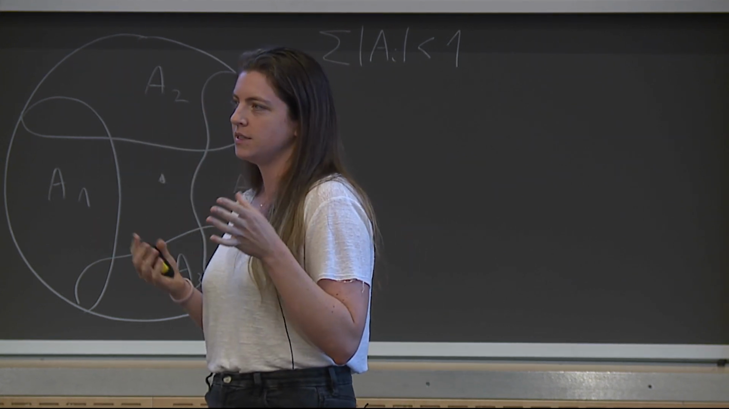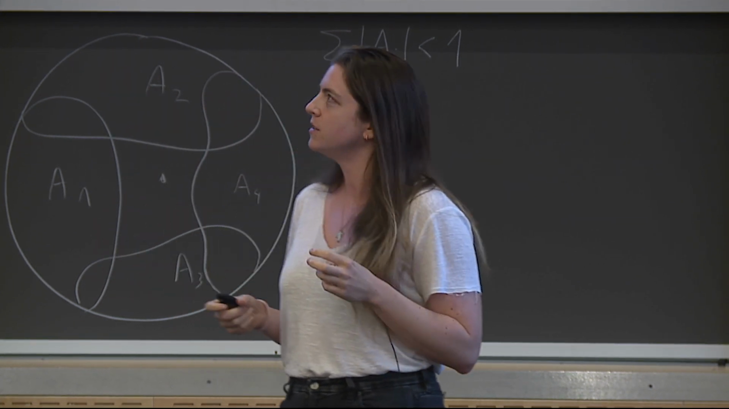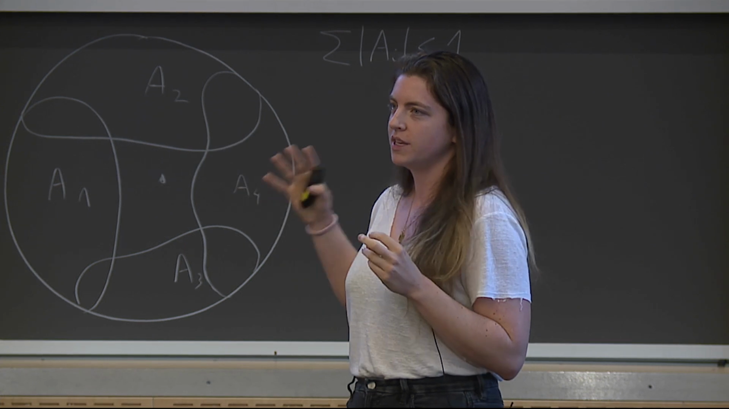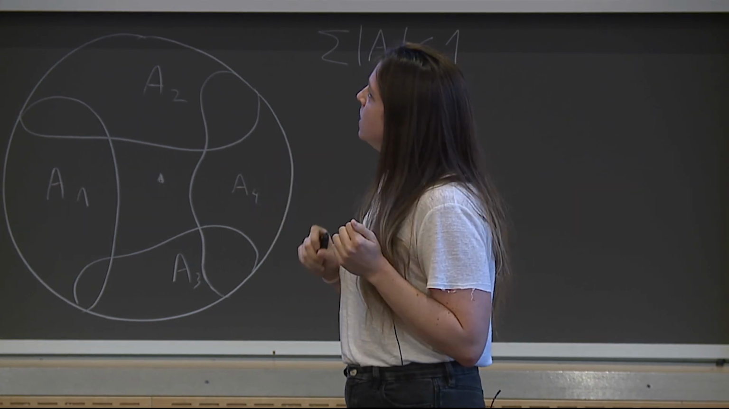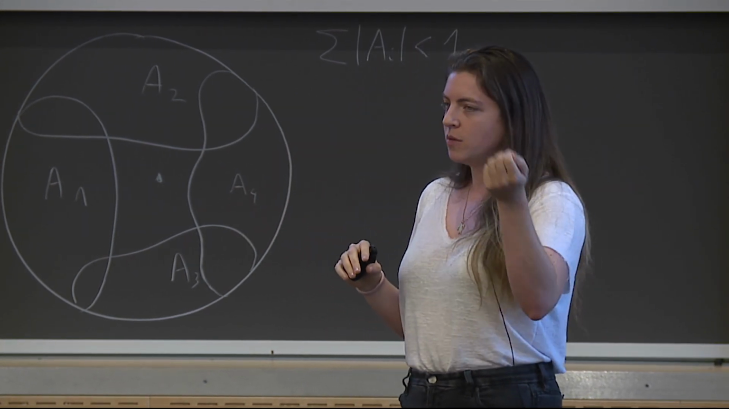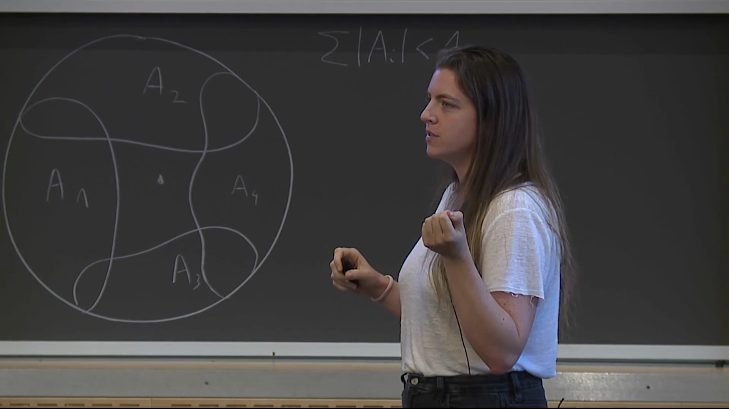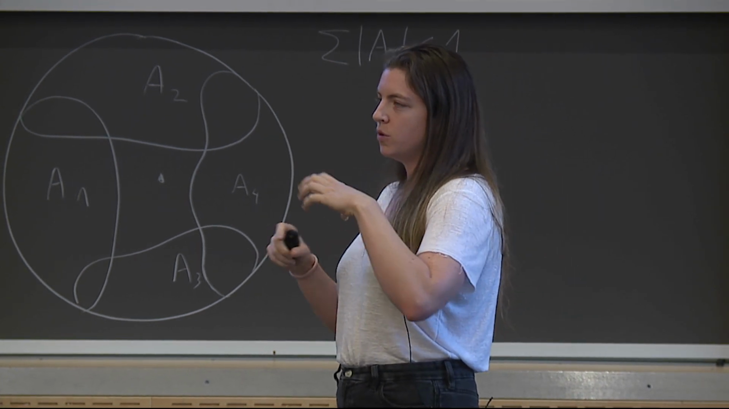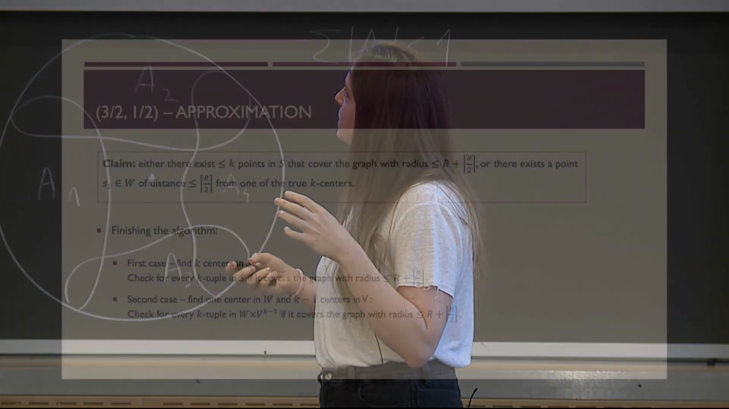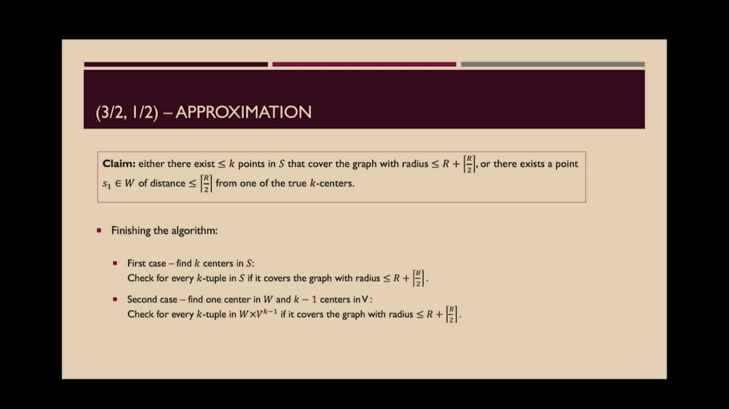This just gives us two cases. The first is that the hitting set S itself has a good approximate center, so we can just iterate over all the k-tuples in S to find it. The second case is that there's some point in W that's close to a true center, which means that point will cover that cluster of the original center with radius r plus r over 2. So if we iterate over all the k-tuples that use a point in W and just k minus 1 points in the rest of the graph, we'll find a good approximate center.